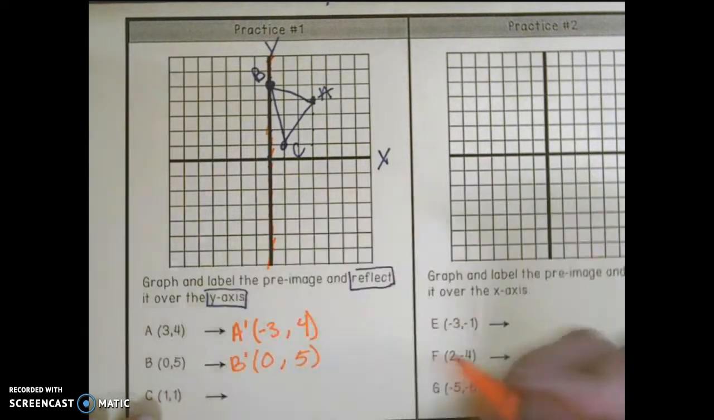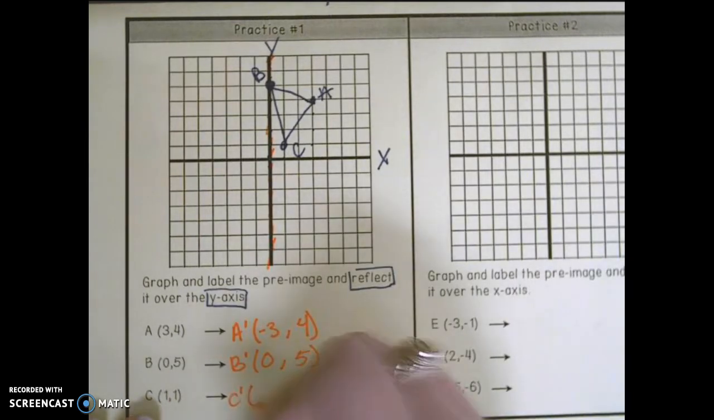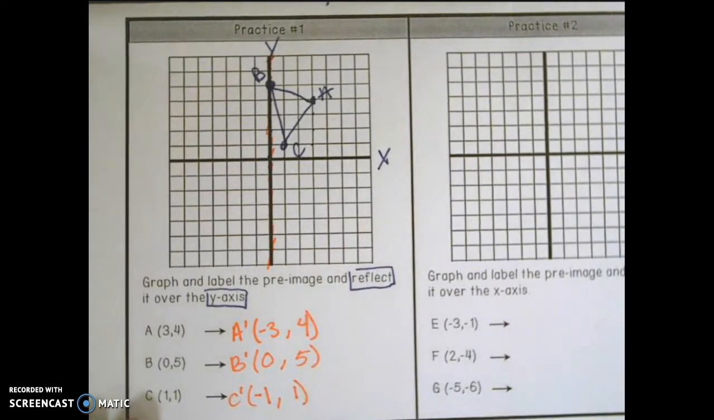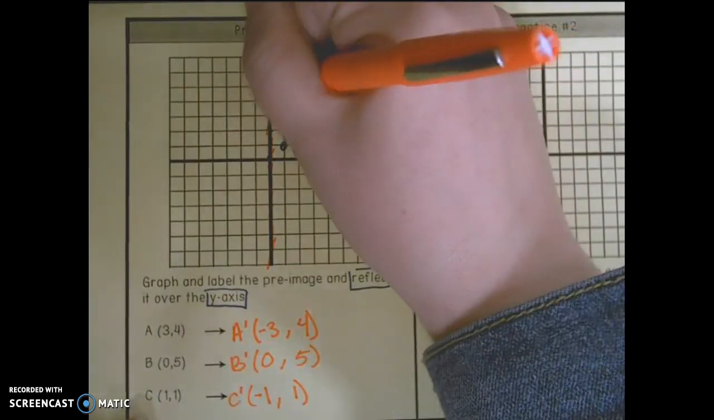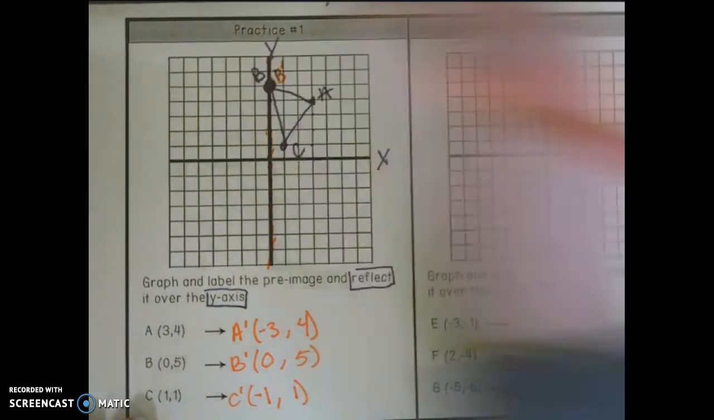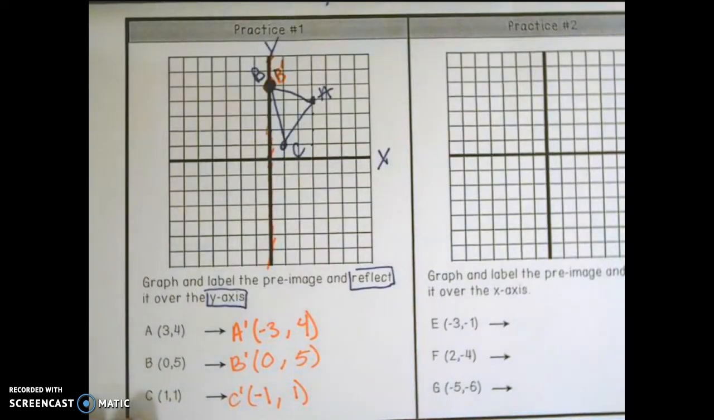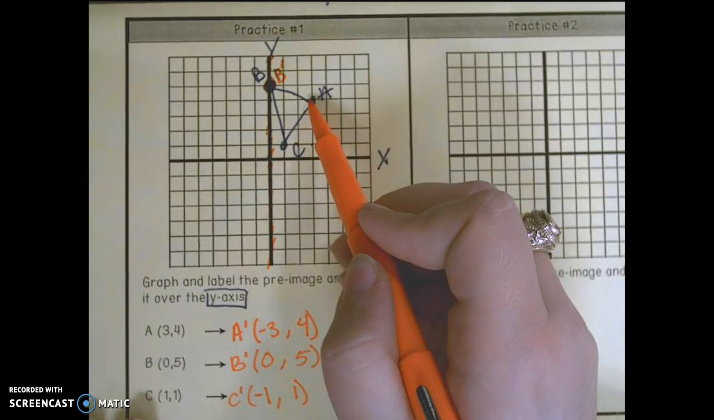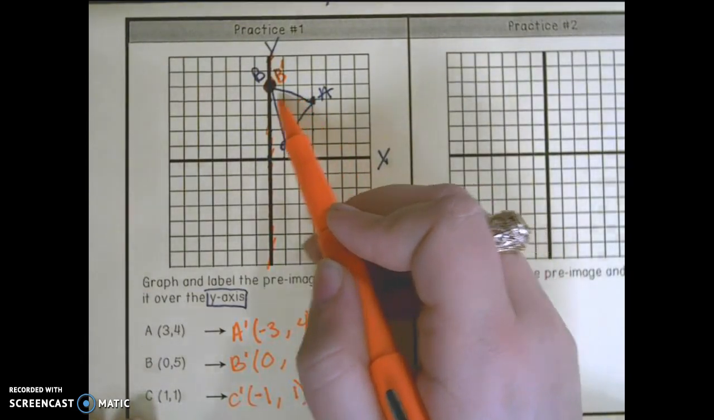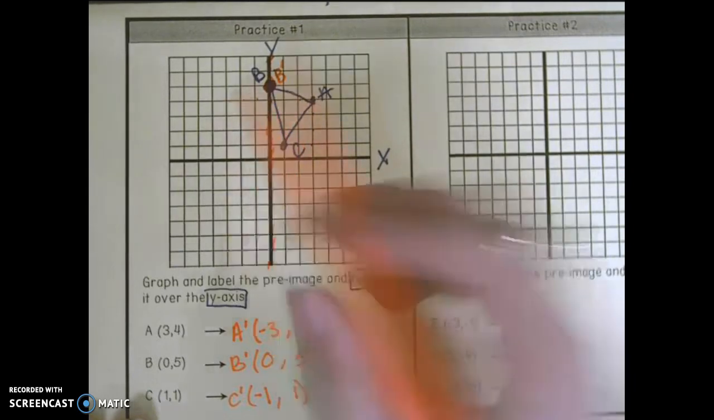Then our C primed, opposite of a positive 1 is a negative 1. And my y is still just a 1. So when I reflect it, my B is on my axis. If it's on the axis, it doesn't change at all. So my B primed will be there as well. My A, we're going to keep it on the same line, and it's negative 3 now instead of positive 3. So negative 3 is 1, 2, 3.